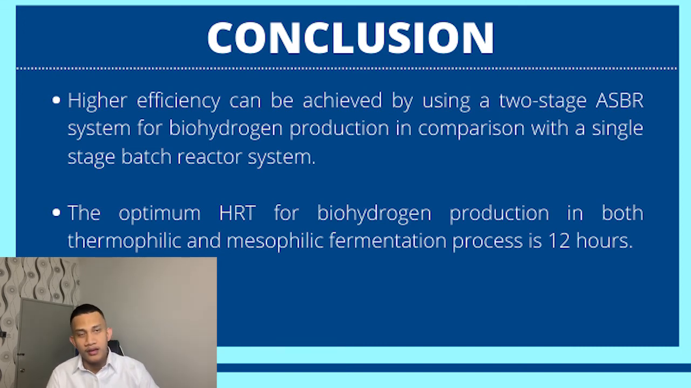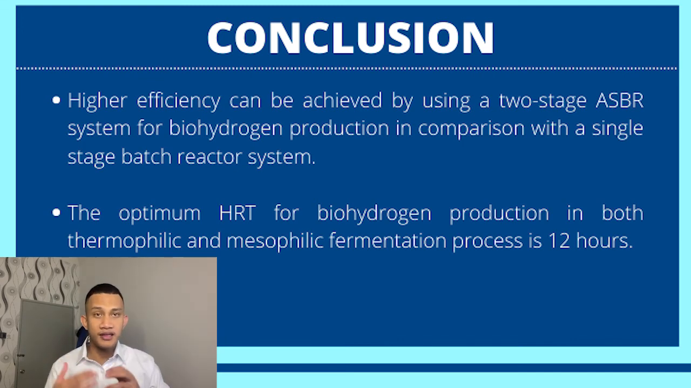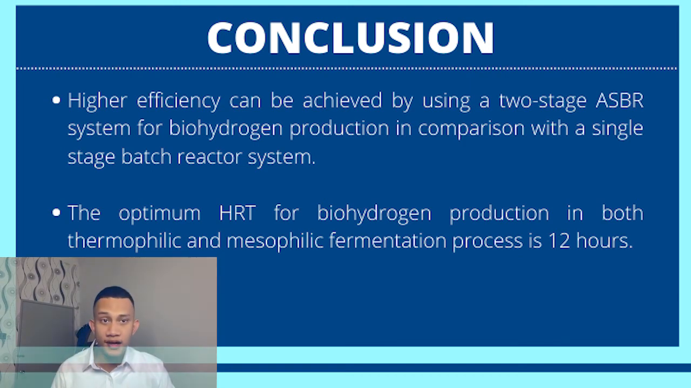Therefore, to conclude, the high conversion rate for biohydrogen production can be obtained by using a two-stage SBR system, and in this study, the optimum HRT for biohydrogen production in both the thermophilic and mesophilic fermentation process is 12 hours.